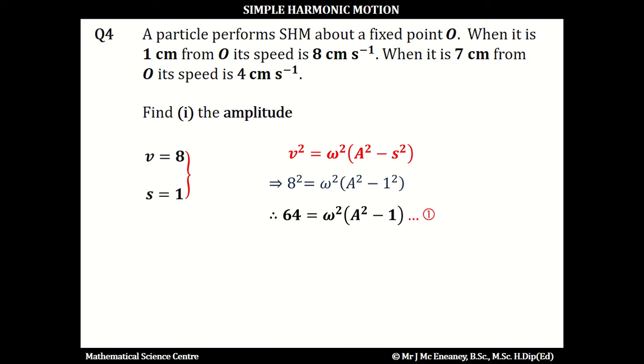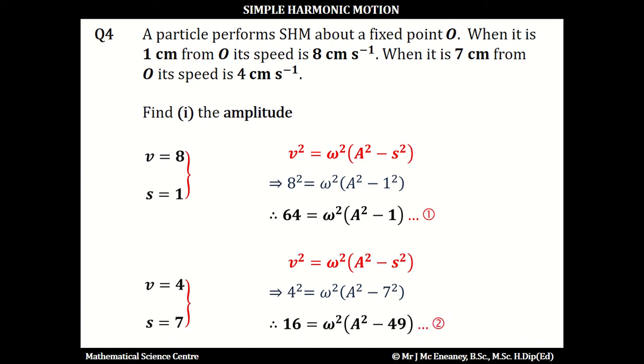Now when s is 7, v is 4. So again, using v squared equals omega squared times (a squared minus s squared), 4 squared is going to equal omega squared times (a squared minus 7 squared), or 16 equals omega squared times (a squared minus 49). So here we've got a system of two equations with two unknowns.